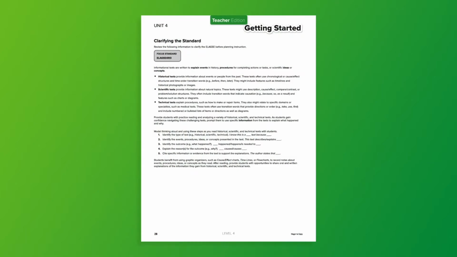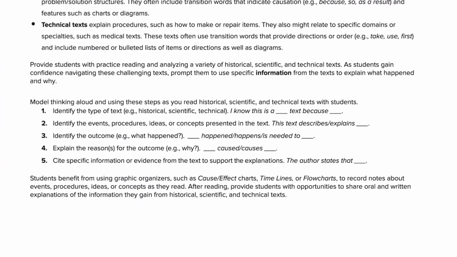One of our goals in the ThinkUp instructional series is to give you the tools to better visualize the direction for your instruction. Each unit of ThinkUp ELA begins with a roadmap outlining the unit's overarching instructional focus.